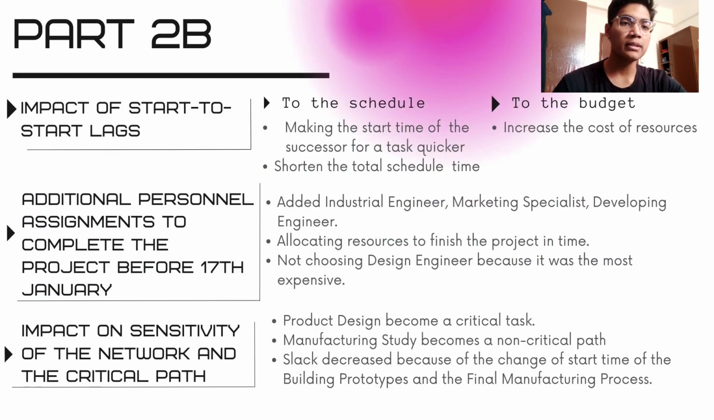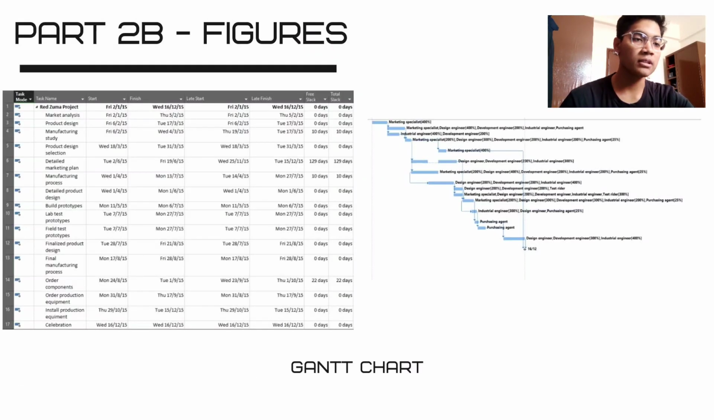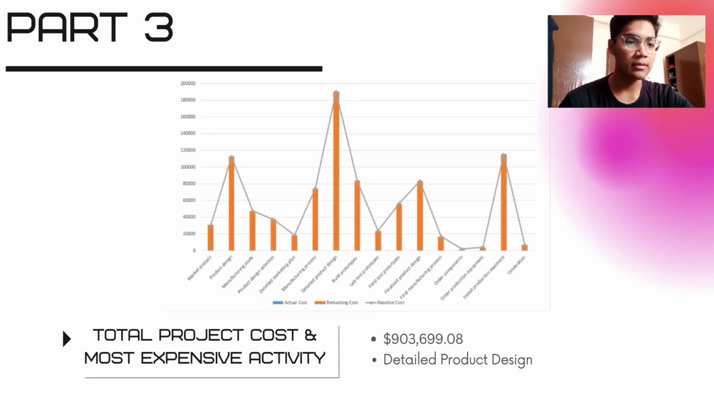Next, we go into part 2B, the impact of start lags on the schedule, which makes it shorter in total time, with the budget increased for resources. There is also additional personnel assignment to complete the work before January 17, where an industrial engineer is added, and resources are allocated to finish the project in time. Next, we also have the impact on the sensitivity of the network and the critical path, where product design becomes a critical task. And then we have figures of the Gantt chart, and onto our part 3.